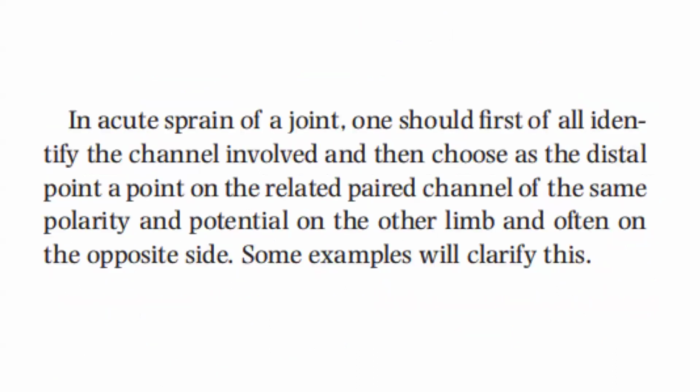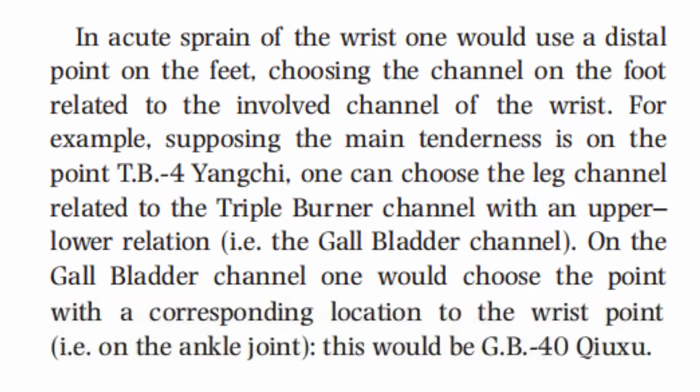In acute sprain of a joint, one should first identify the channel involved and then choose as a distal point a point on the related paired channel of the same polarity and potential on the other limb, and often on the opposite side. Some examples will clarify this. In acute sprain of the wrist, one would use a distal point on the feet, choosing the channel on the foot related to the involved channel of the wrist.